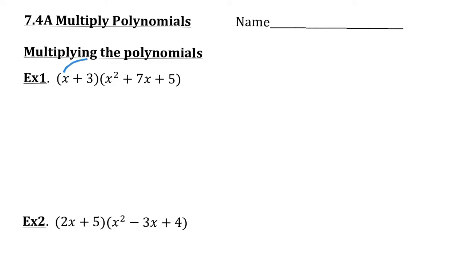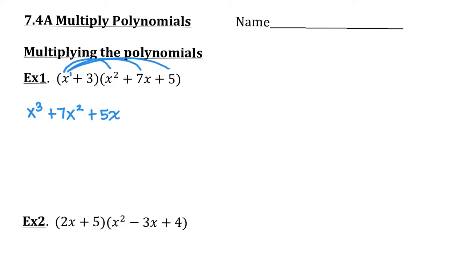Okay, now if I do x times x to the second, remember this x counts as an x to the 1, so x times x to the second is actually x to the third. x times 7x is 7x squared, and then x times 5 is positive 5x. Okay, now I've distributed to all three things, which is why I have three terms now.